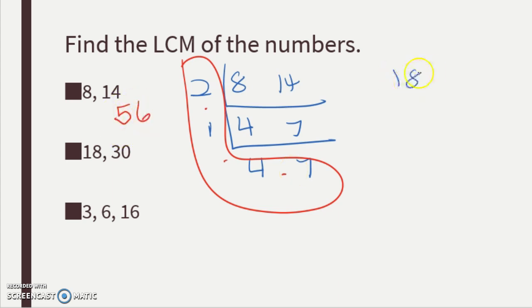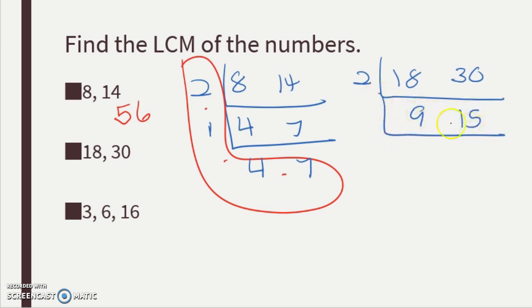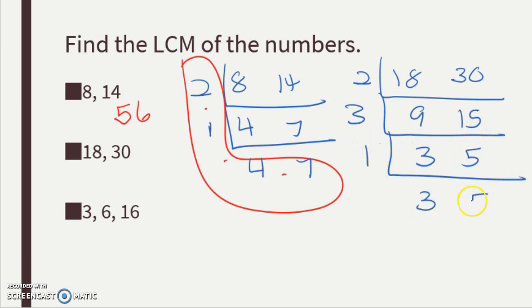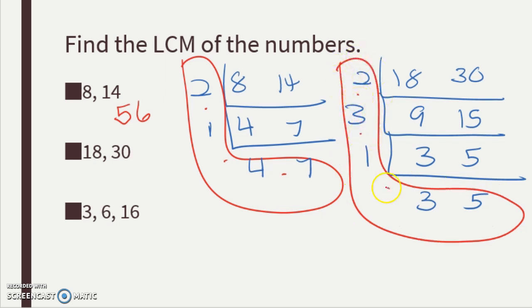For 18 and 30, same steps, take out a 2. So we have 9 and 15. I can take out a 3 from there. Make this a 3 and a 5. That's a 1. Drop my 3, drop my 5. Multiply everything on the outside. 3 times 5 is 15, times 6, that's going to be 90.